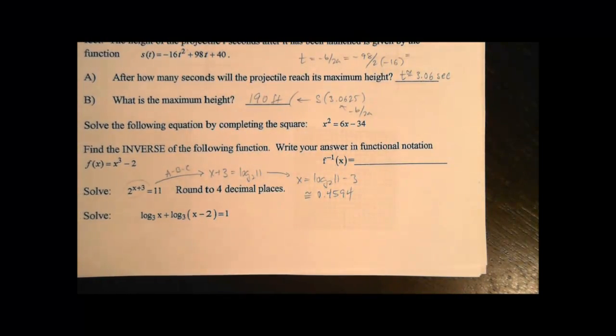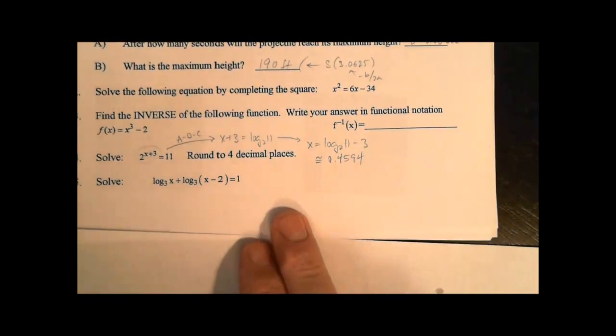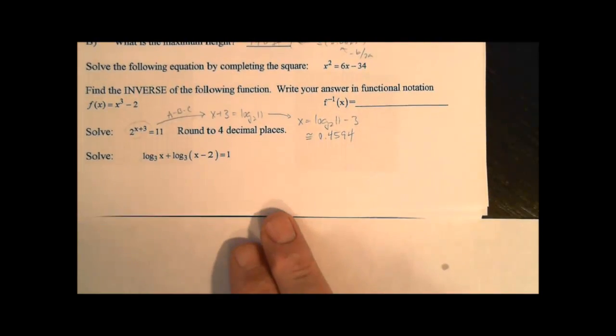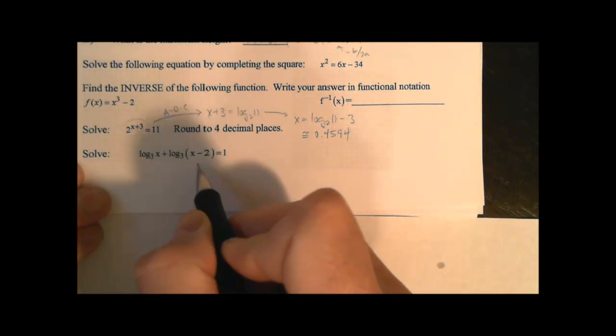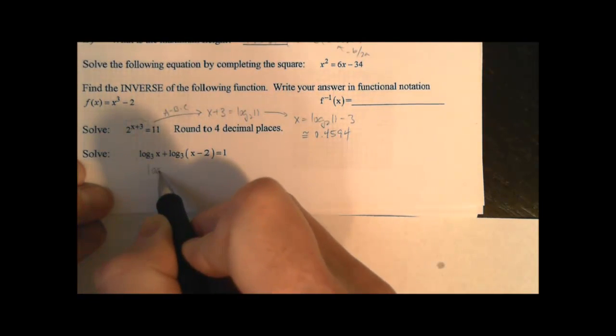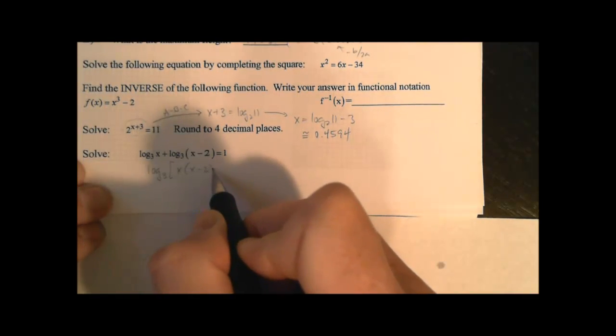The next one down here is a fairly standard logarithmic equation. You can expect some of these. For this one, we have the log base 3 of x plus the log base 3 of x minus 2 is 1. To solve this, and again, your calculator would probably solve this reasonably well. We might check that.